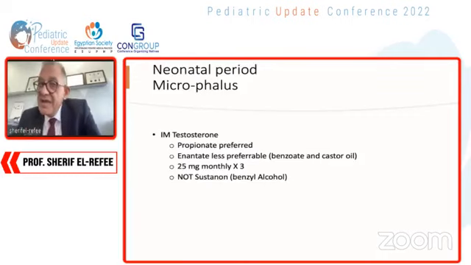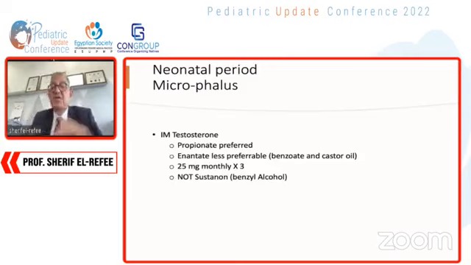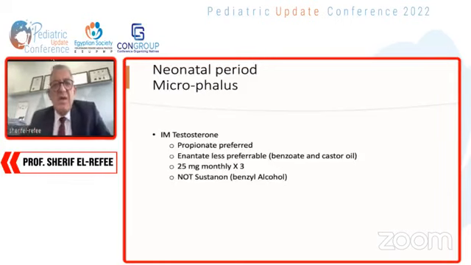And this is clearly mentioned in the leaflet of Sustanon. However, it depends on the availabilities, and I know some colleagues are still using it as 25 milligram monthly for 3 months. 25 milligram is a very, very low dose, but there is much evidence that it can promote penile growth when it is used in the neonatal period or early childhood period.